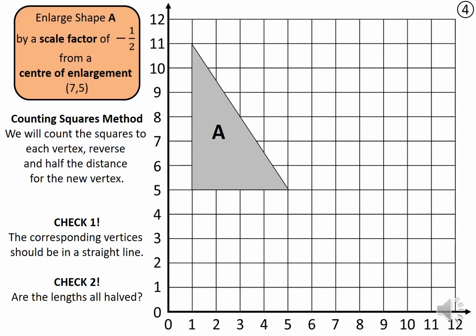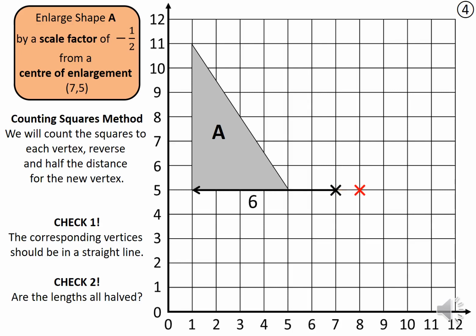In the final example, I have a negative and fractional scale factor. So my shape will get smaller and it will be on the other side of the center of enlargement. So I'll mark the center of enlargement and I'll work out the distance of the vertices. So that is 2 to the left. So now I'll have to halve that distance and go in the opposite direction. Okay, so that's going to be 1 to the right.